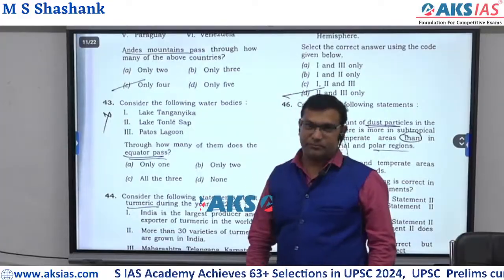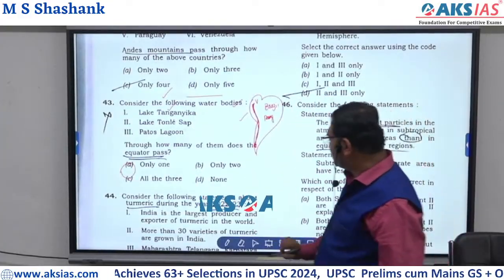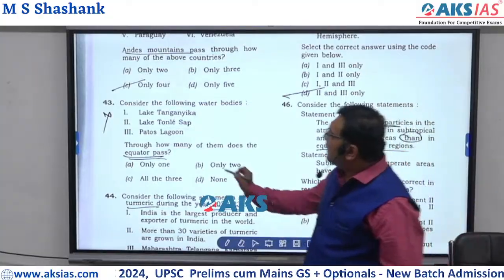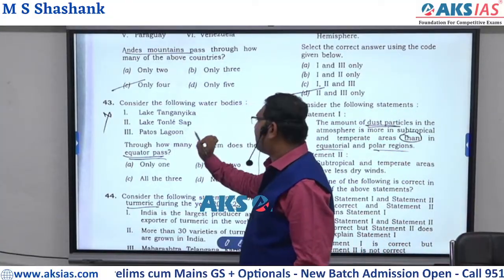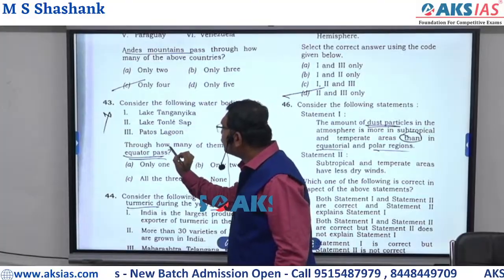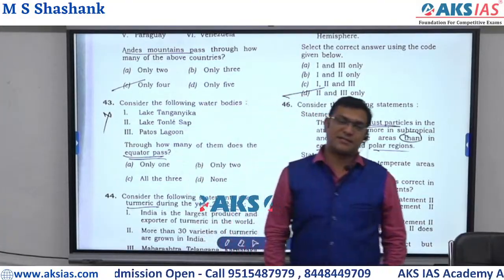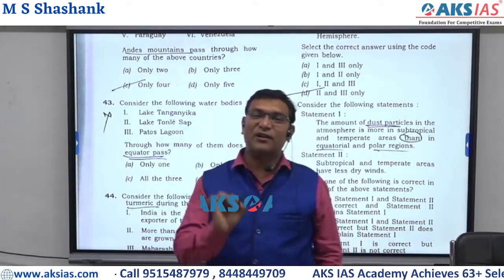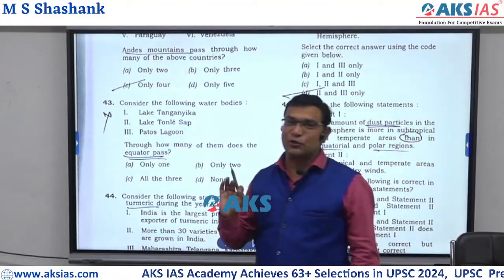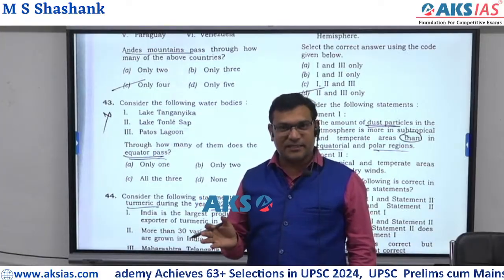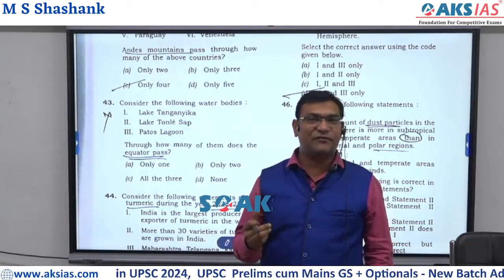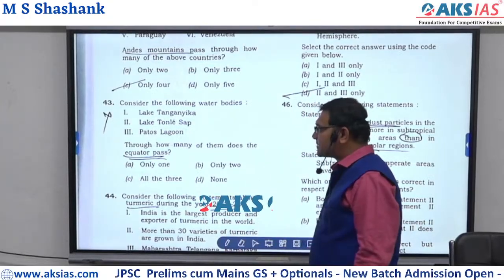So let's see the 43rd question. What did they ask? Lake Tanganyika. Second, Lake Tonle Sap. Lake Lagoon. Okay, these are the lakes. Through how many of them does the equator pass? A difficult question. It is difficult for everyone. This type of question rarely comes. Better not to touch these questions in your exam. If you answered it and guessed right, that's very fine. But if you left it, that is very good. I'm saying this because it is very difficult.